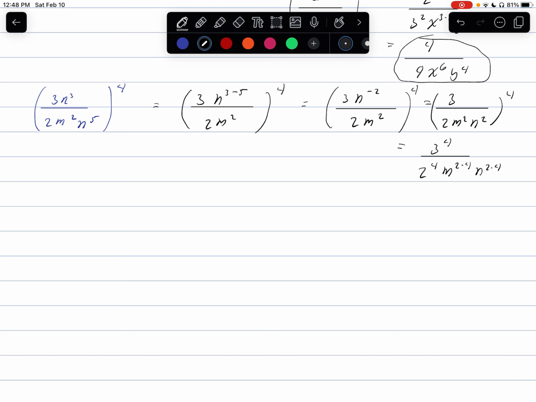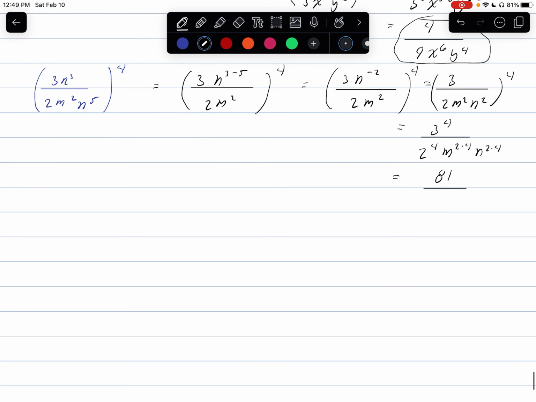Now, 3 to the 4th is 3 times 3 times 3 times 3. So we'll get 81. If you break that down in your head, 3 times 3 is 9, times 3 again is 27, times 3 again is 81. And then 2 to the 4th is 2 times 2 times 2 times 2, which is 16. I think that's as simple as you're going to make that. I don't think we're going to find anything to cancel here. So we're going to have 81 over 16.